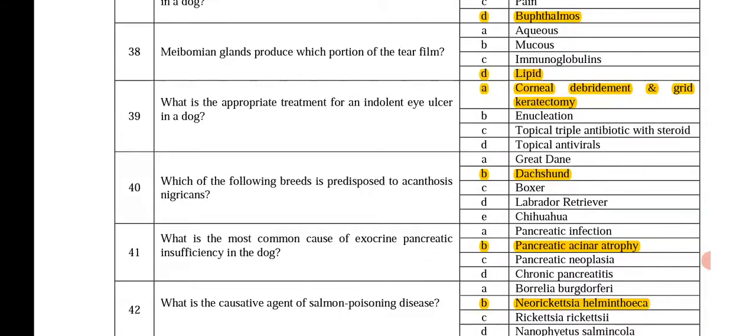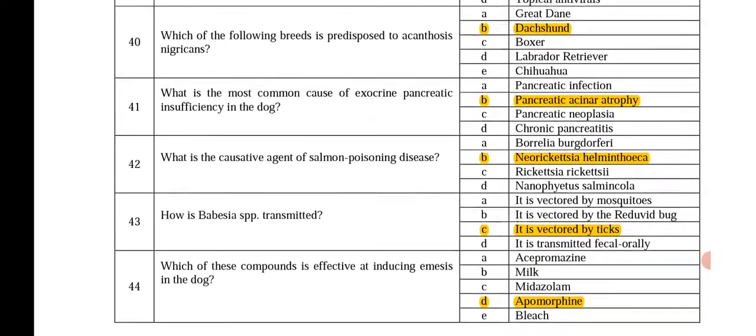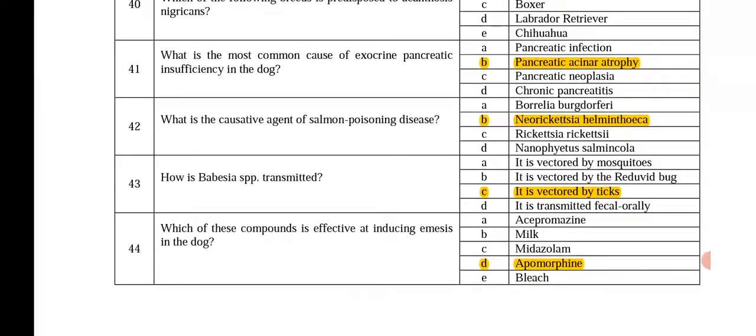Dachshund breed is predisposed to acanthosis nigricans. What is the most common cause of exocrine pancreatic insufficiency in the dog? Pancreatic acinar atrophy. What is the causative agent of salmon poisoning disease? Neorickettsia helminthoeca. How is Babesia species transmitted? It is vectored by ticks.